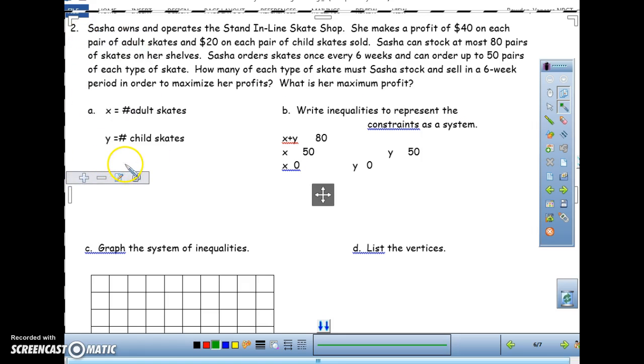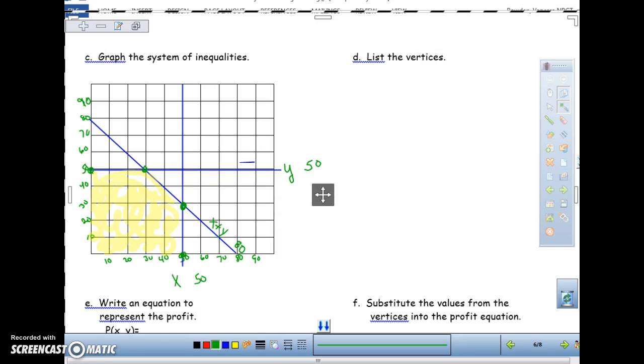All right, here's number 2. Might want to pause so that you can read the paragraph. And then I'm going to come back and show you the graph. I am going to provide the graphs for you and ask you to write the constraints, list the vertices, and find the maximum profit. All right, so here is the graph. And we are asked to find the constraints based on the words that they tell us and based on the graph that I have provided.